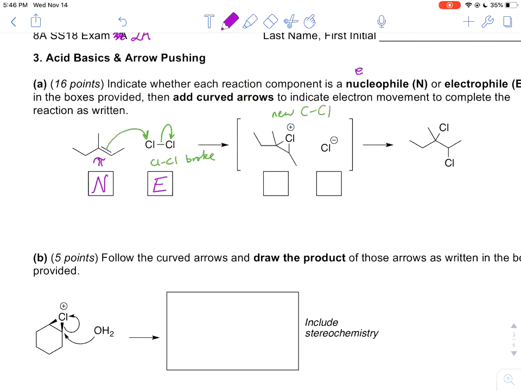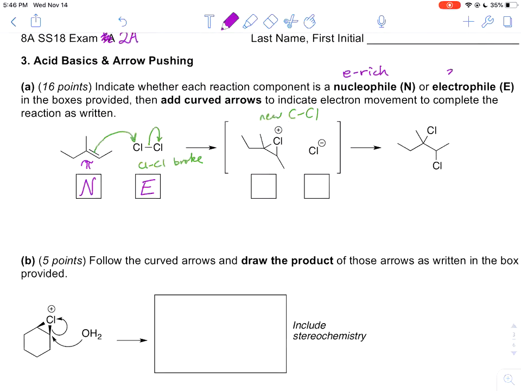Remembering that nucleophile means it's electron rich, and electrophile means it's more electron poor. So sometimes nucleophiles are negatively charged, sometimes electrophiles are positively charged, but not always, as you can see in the first step of this reaction. But in the second step, they are. So we see here in our starting material that this has a negative charge. That's going to be the nucleophile, and this is going to be your electrophile.